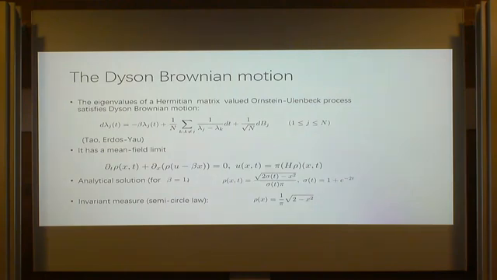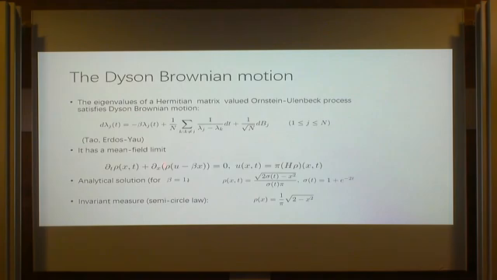If you want to find the eigenvalues for a matrix-valued Ornstein-Uhlenbeck process, an n by n random matrix, the eigenvalues satisfy this particle system. This comes from an external potential with a harmonic oscillator. And this interaction potential, as you can see, is very singular. It's 1 over lambda_j minus lambda_k. Then you have this Brownian motion term.